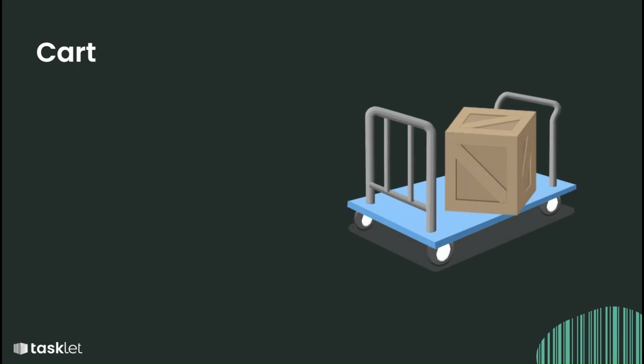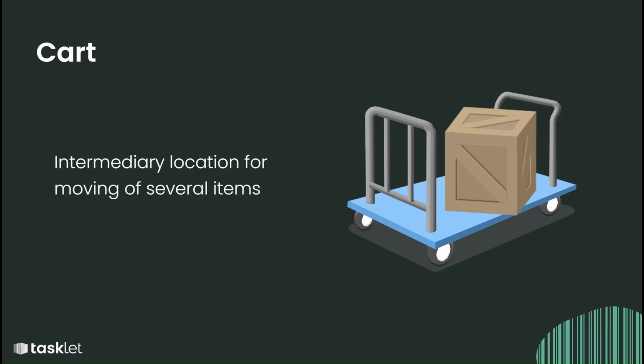Unplanned Cart Move is a function developed by Tasklet that uses the standard functionality of finance and supply chain. A cart is a location you can use as an intermediary placement for items, allowing you to move several items in the same process. Instead of moving individual items one at a time, you can move several items onto the cart and then place them in their respective locations.